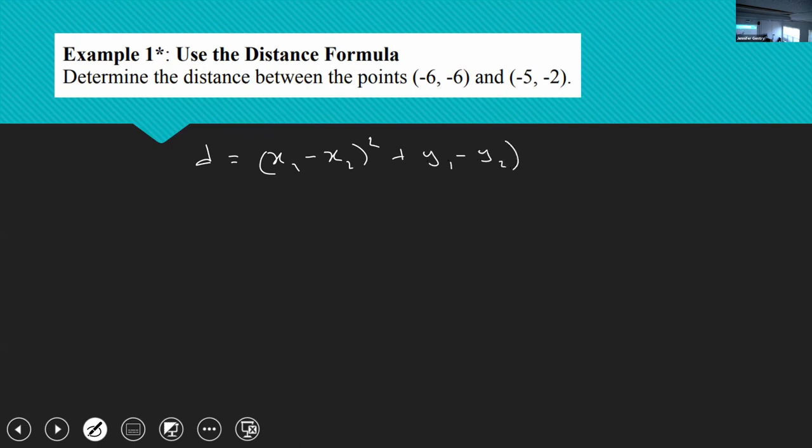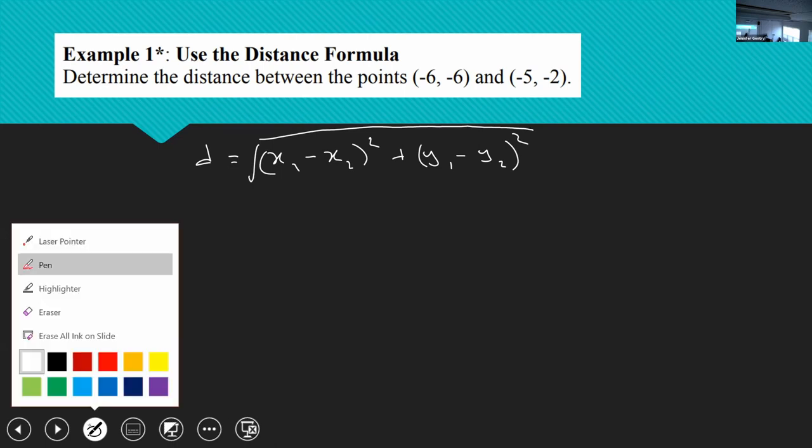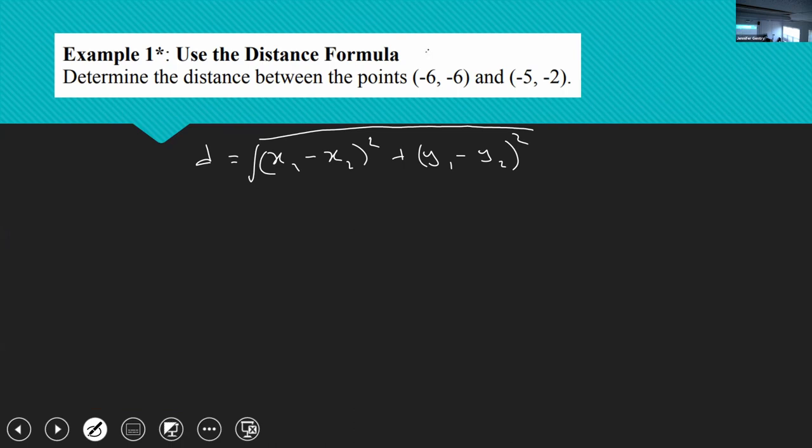What's my equation? X minus x squared plus y minus y squared, the square root of all of it. Right? We just need that. We just proved all that. Which one do you want to take as 1? -6. Okay, we'll do that one as 1 and that one as 2. -6 minus -5. What does that end up being? That's for the first one. So x minus x, -6 minus -5.